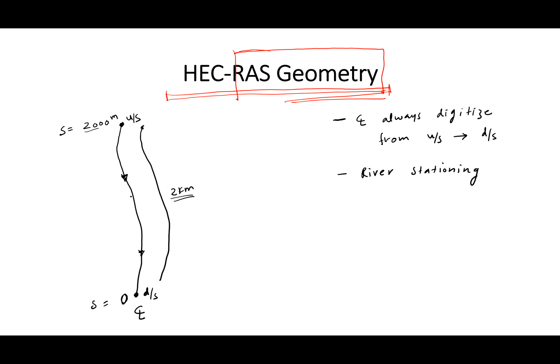So if I define any point, or let's say I define a midpoint here, the station for this midpoint will be 1000. So this is one way of identifying the location of any point along the river center line by using stationing. The way this works in HEC-RAS is that the downstream part will always have the minimum station number, in this case 0, and as you go up it will increase based on the distance, if our center line is georeferenced.